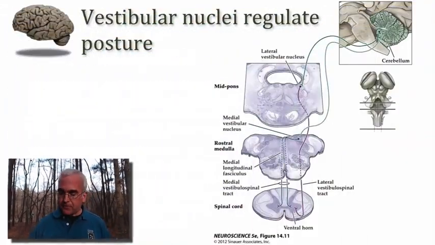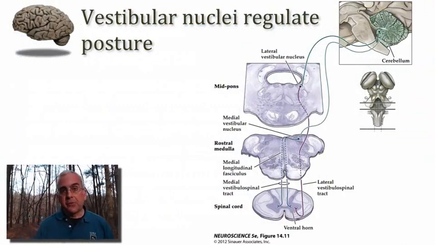Okay, now let's turn to the second major sensory motor reflex that's driven by the vestibular system, and it concerns adjustments of posture. So this is another major function of these nuclei that are found in this vestibular nuclear complex. They produce reflexive adjustments of posture that compensate for movements of the head.